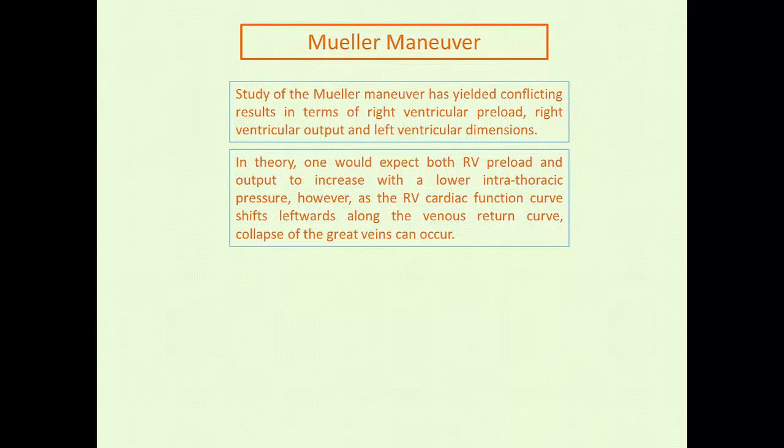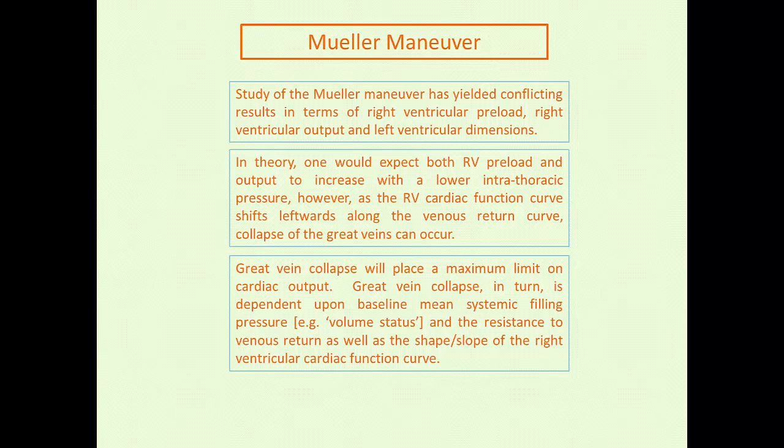along the venous return curve, if it hits that flow limiting portion of the venous return, which usually begins to occur at slightly subatmospheric levels, then no matter how low the intrathoracic pressure drops, there's no longer an increase in venous return. That's not going to allow any augmentation in cardiac output, and it will have less of a distending effect on the RV and therefore less of a ventricular interdependence effect on the LV. Now, it's this great vein collapse that places a maximum limit on cardiac output.